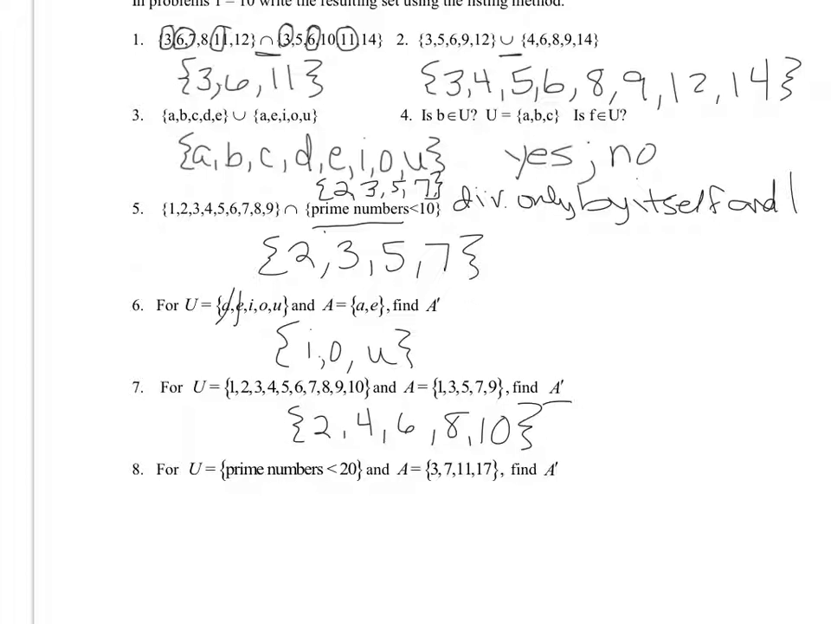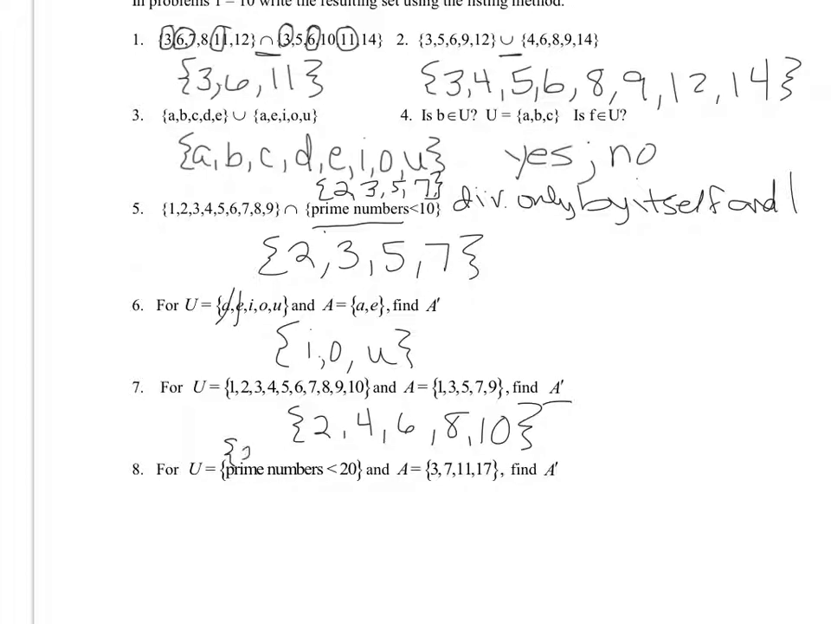All right, here's another prime number question. We need the prime numbers that are less than 20, and then we have set A that's given. We want the complement of A. Now I'm going to do what I did a minute ago for practice sake. But first, I'm going to ask you to take a moment and find all the numbers you think are prime that are smaller than 20. So you may want to pause the recording for a minute.